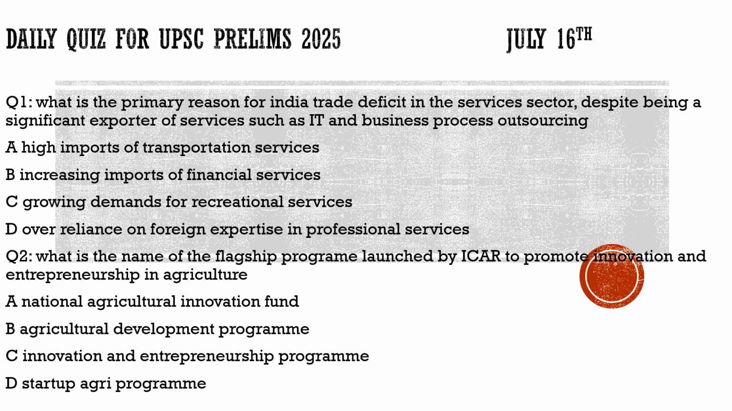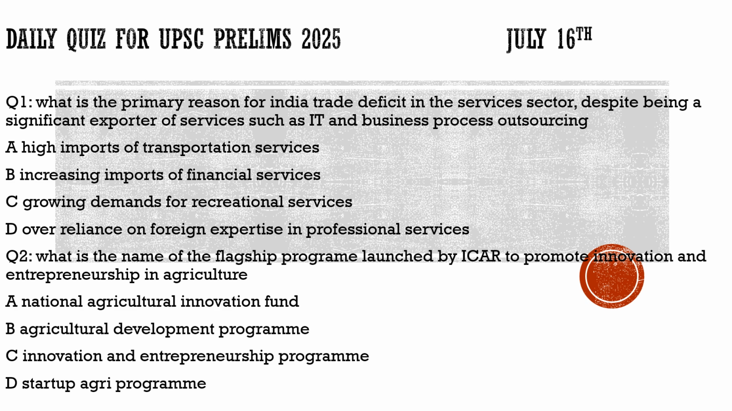So what do you think? What is the proper answer for that? Is it high imports of transportation services? Let's keep it here. Is it increasing imports of financial services? No, I don't think so, that is not the primary reason. Is it growing demand for recreational services? No, not at all. Is it over-reliance on foreign expertise in professional services? Not even this option. So for question number 1, the primary reason for the trade deficit in the services sector is the high imports of transportation services. So for question number 1, the correct answer is option A.